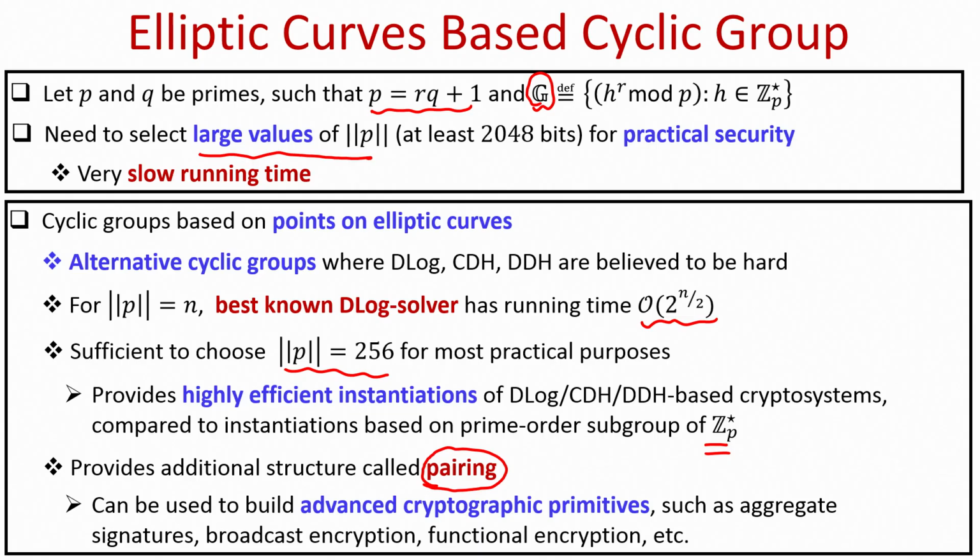So, that is a plus point of these groups compared to the instantiations based on the prime order subgroups of Zp star. Another interesting property of the cyclic groups based on elliptic curves is that it provides us with additional structures which we call pairings. We are not going to discuss them in this course because these are advanced concepts, but just for your information, this additional structure can be used to build highly advanced cryptographic primitives such as aggregate signatures, broadcast encryption, functional encryption and so on.